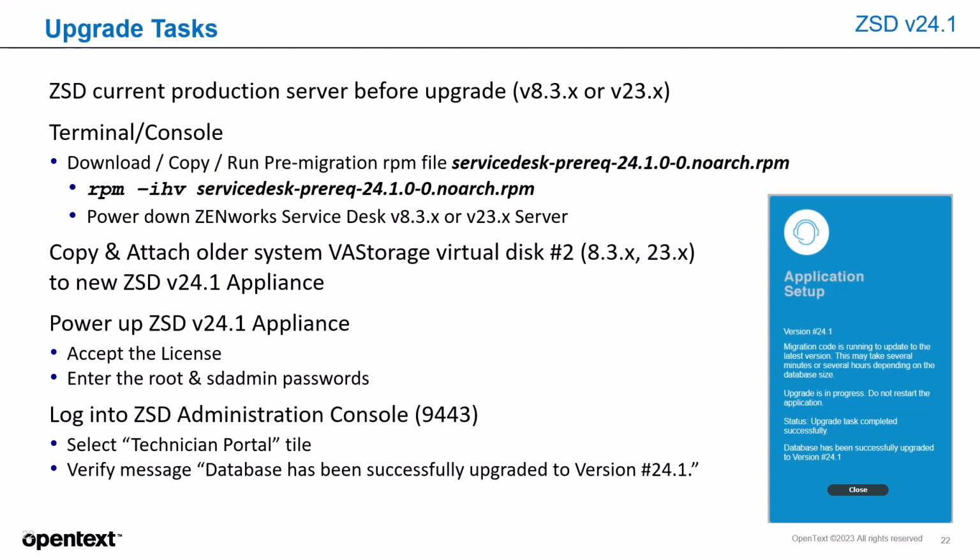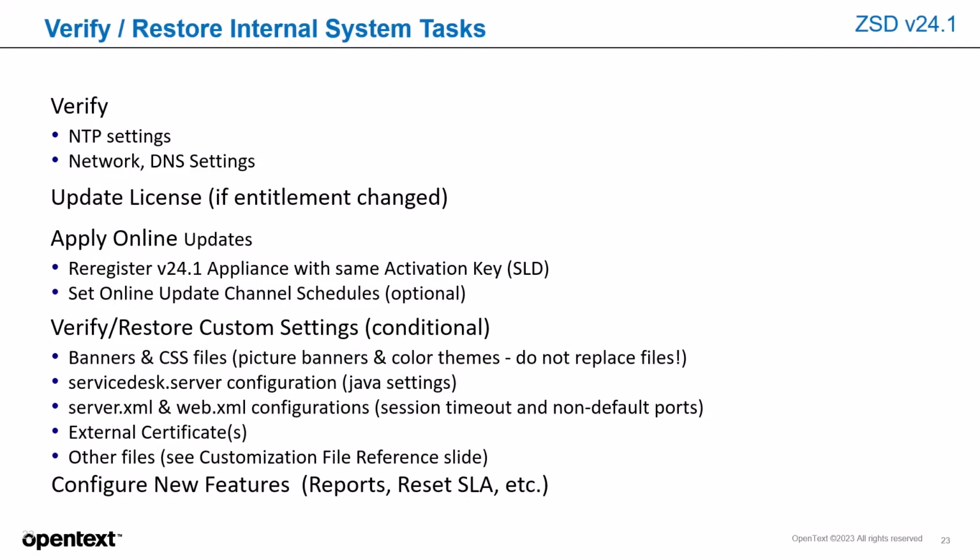ZSD 24.1. Then you can log in to the administration console, that's 9443, select the technician portal tile, and verify that the message says database has been successfully upgraded to version 24.1. Once you have that, you're pretty much good to go, but you do want to verify some things like the NTP settings and network. Make sure you have communication, right? Update the license only if the entitlement has changed.